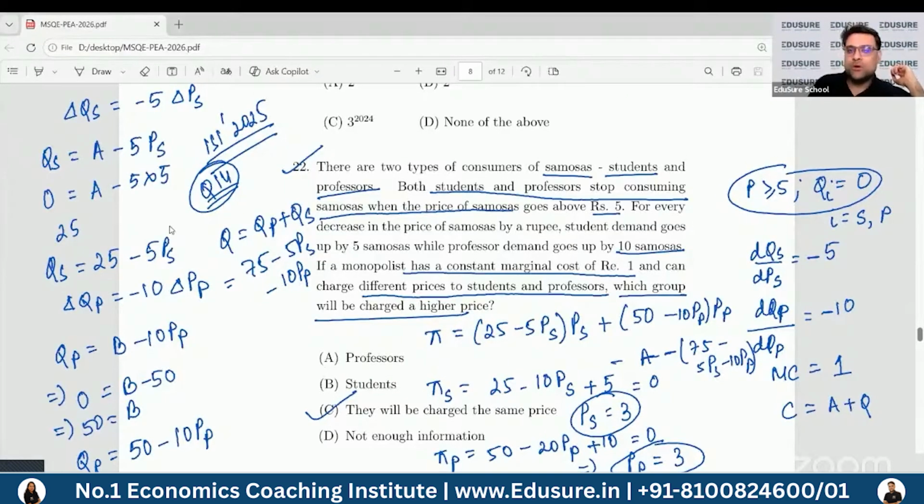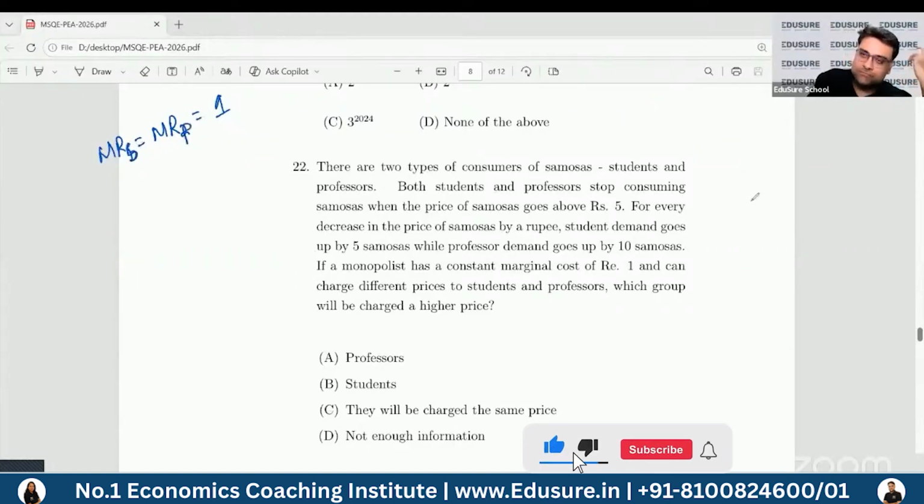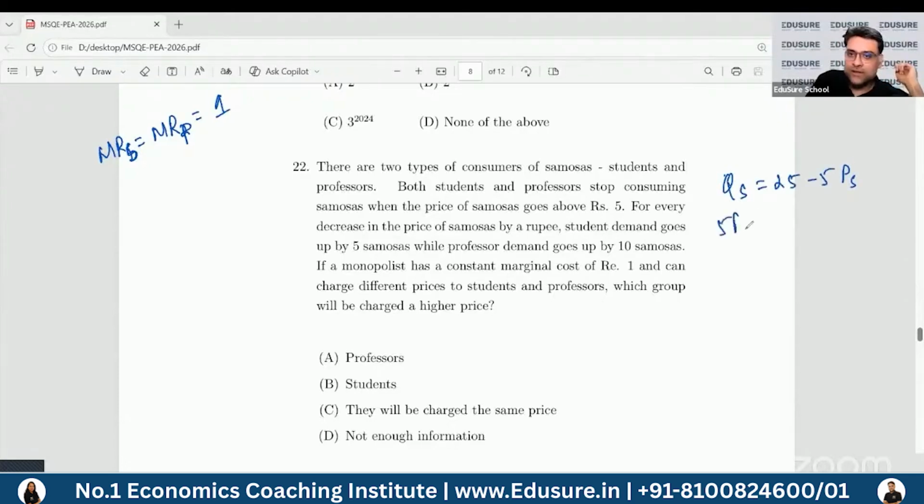Okay, another way to think about it is basically this, that MR1 is equal to MR2 is equal to the marginal cost. Right. So MR1 is what? MR1 is basically for the student, and this is P. Marginal revenue is basically the derivative. 25 minus 10 PS is equal to 1. Oh, sorry. Convert it into this. This is 1, right? So we have to basically convert it into quantity. So quantity student is 25 minus 5 PS, or in other words, 5 PS is equal to 25 minus QS, or PS is equal to 5 minus 1 by 5 QS.